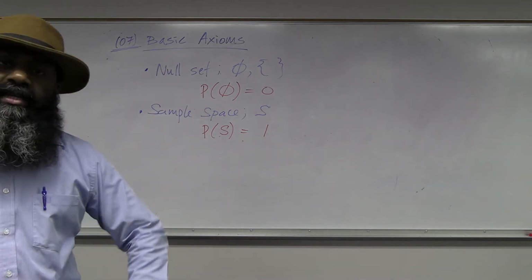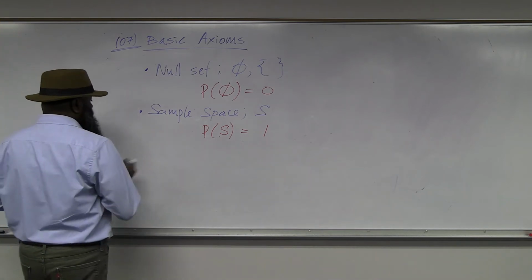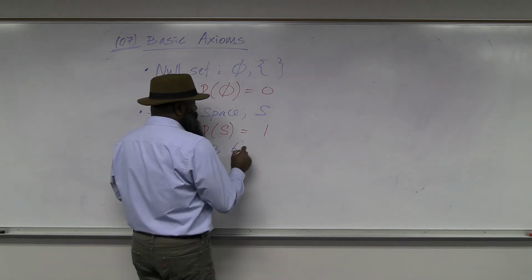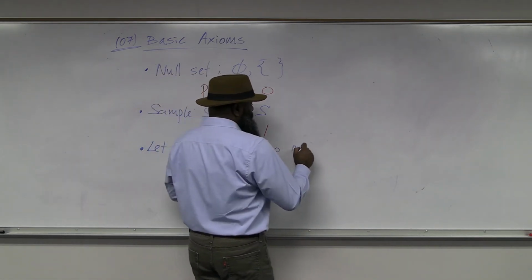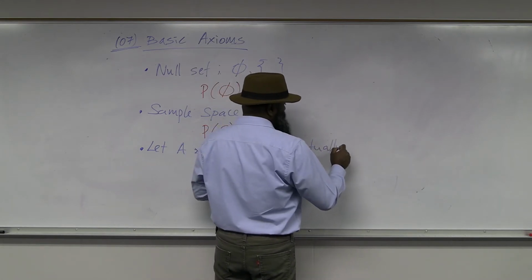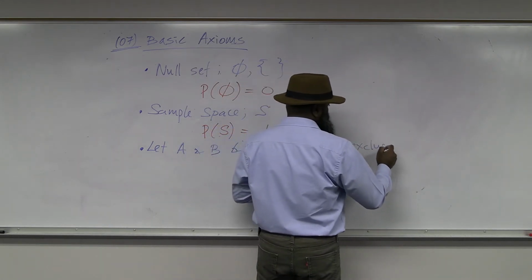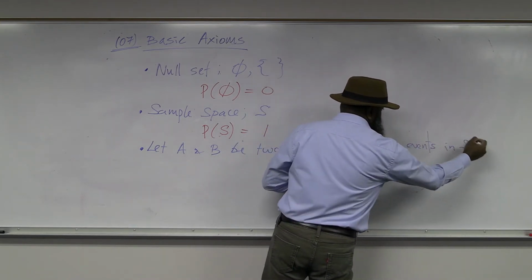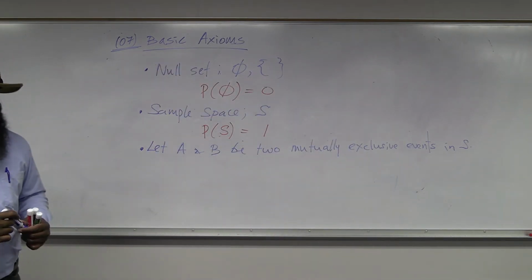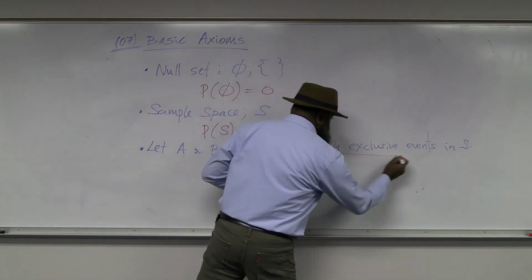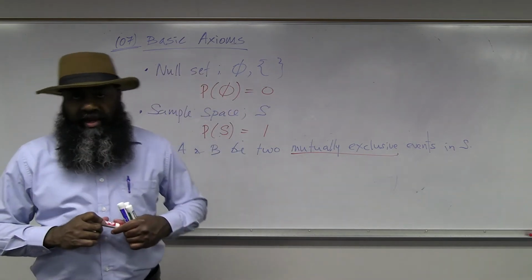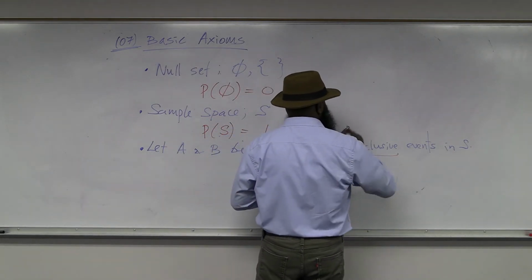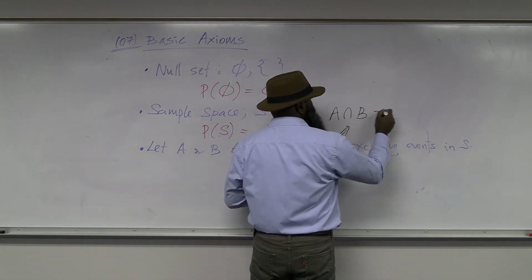And the third basic axiom is, let A and B be two mutually exclusive events in S. So what are mutually exclusive events? Mutually exclusive events means there is no intersection between them. Okay, that means the intersection is the null set. Mutually exclusive means A intersection B is equal to null set.